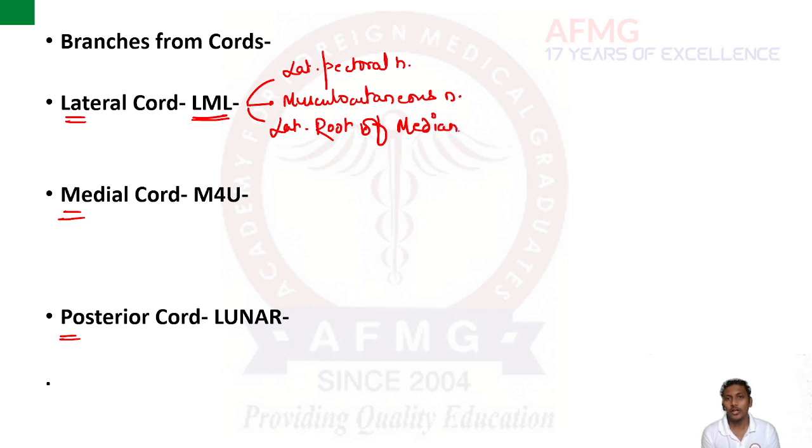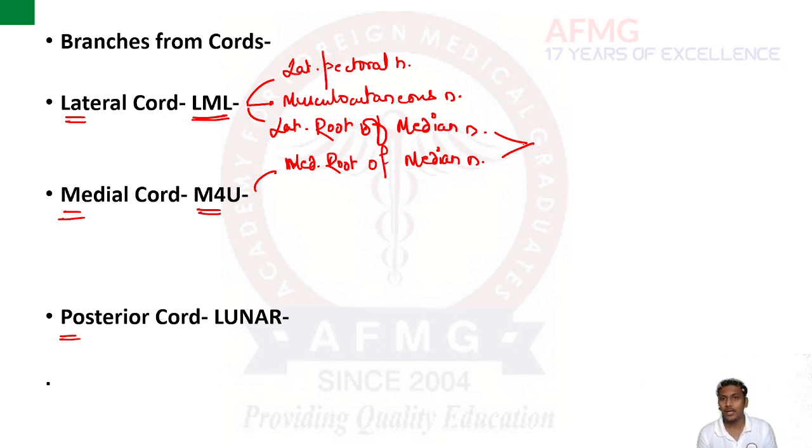So now if we talk further about the medial cord, the branches of the medial cord can be remembered by a mnemonic known as M4U. Okay, first 2 M are just the medial aspects of the above 2 nerves. So first M goes for the medial root of the median nerve. By this you can understand that the median nerve has 2 roots. A lateral root arising from the lateral cord and a medial root arising from the medial cord, and these 2 together form the median nerve finally.